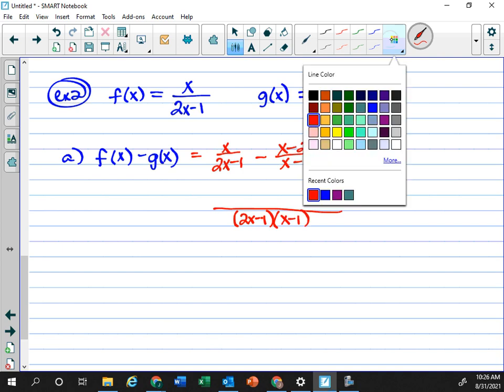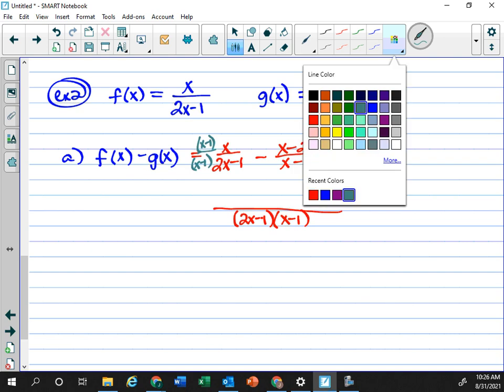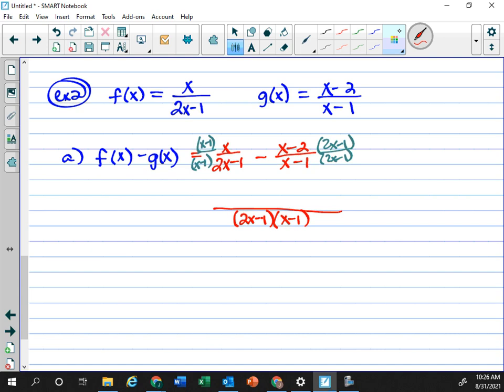So this first fraction, you're taking both numerator and denominator times x minus 1. This one, you're taking them both times 2x minus 1. So try from there, and be careful with your signs. Very easy to mess up a negative in your numerator there. Keep working from there. Did you get there? Okay, good.